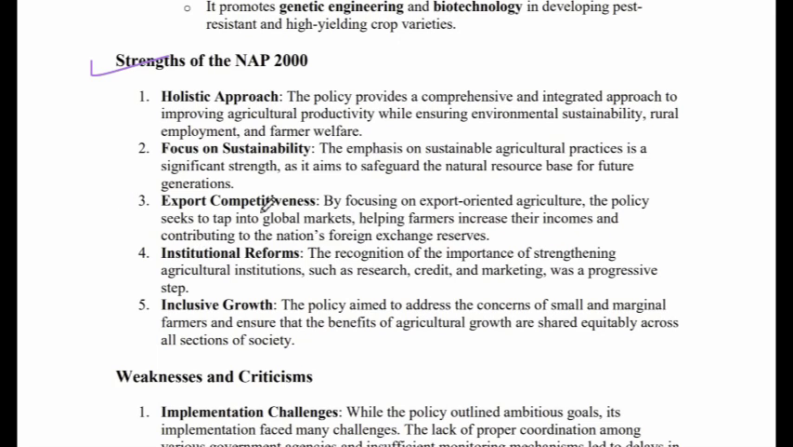Okay, export competitiveness is also important. This we have already gone through above. Institutional reforms. The recognition of the importance of strengthening agricultural institutions such as research, credit, and marketing was a progressive step. This is of core importance. Inclusive growth. The policy aimed to address the concerns of small and marginal farmers and ensure that the benefits of agricultural growth are shared equitably across all sections of society.